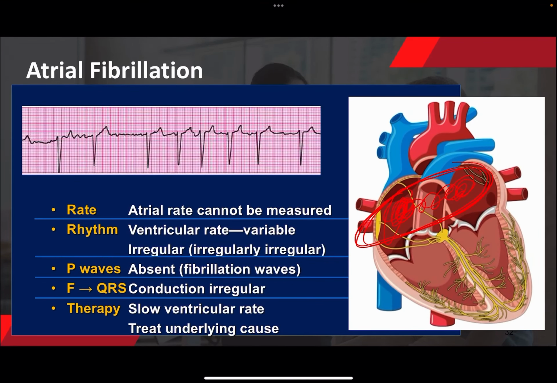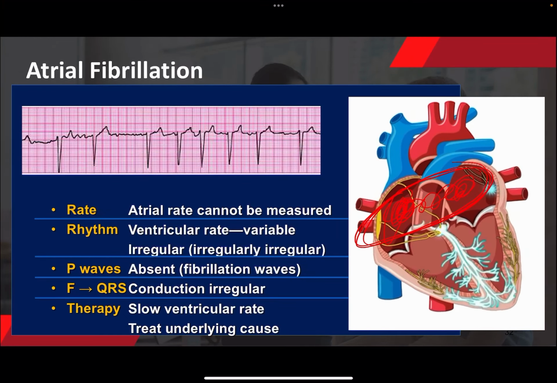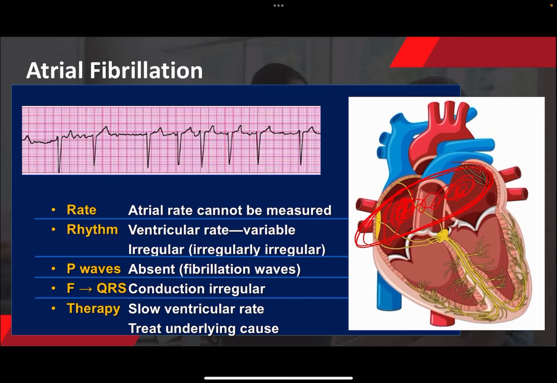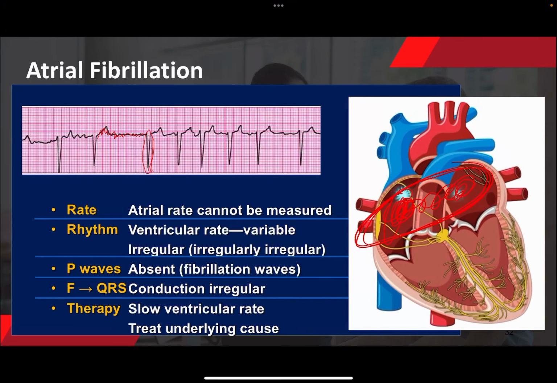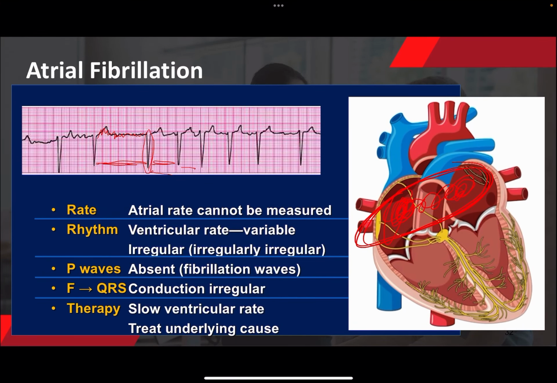Okay, so your electrical impulse is messed up. The treatment for this, if the patient is unstable, is to cardiovert the patient. You need to correct the electrical impulse. You would see a fibrillatory rhythm with every QRS. In atrial fibrillation, there is an irregular rhythm. You see, this interval is longer than this one and this one.